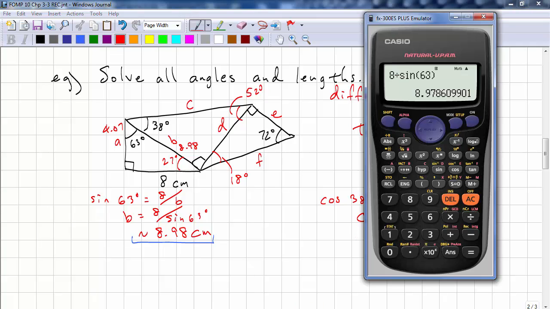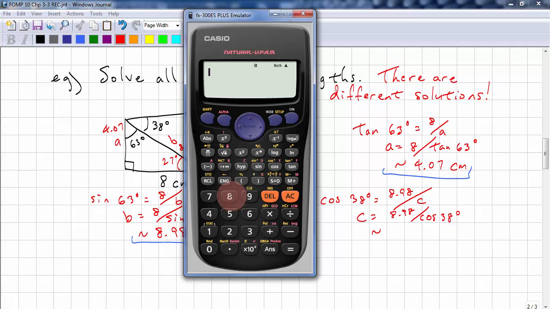And this gives us a rough answer of 8.98 divided by cos 38, 11.40.